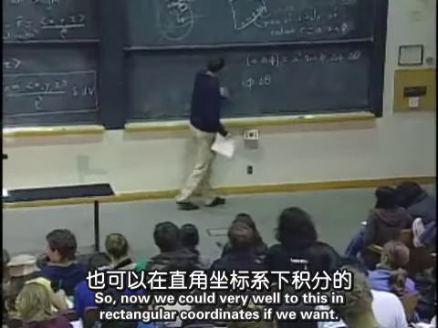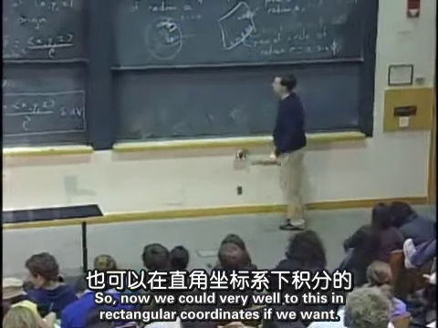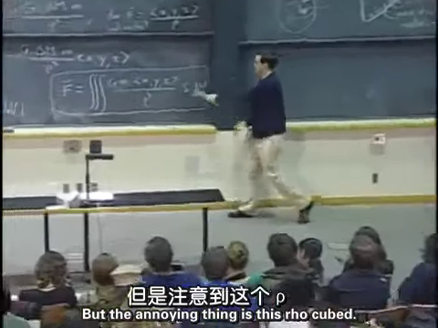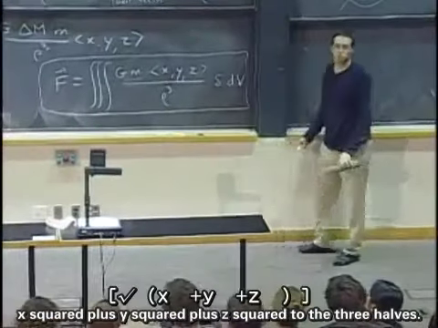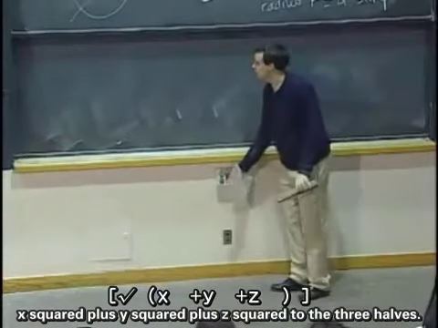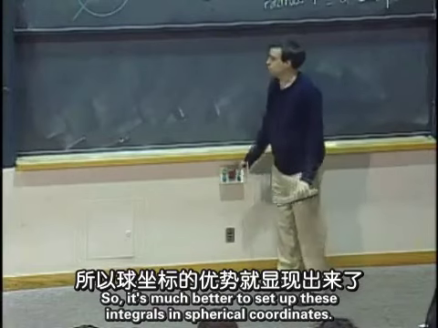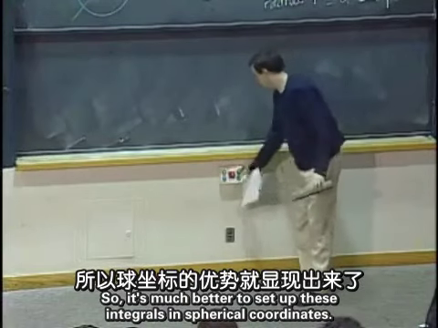So now we could very well do this in rectangular coordinates if we want, but the annoying thing is this rho cubed. See, rho cubed is going to be x squared plus y squared plus z squared to the 3 halves. That's not going to be a very pleasant thing to integrate. So it's much better to set up these integrals in spherical coordinates.